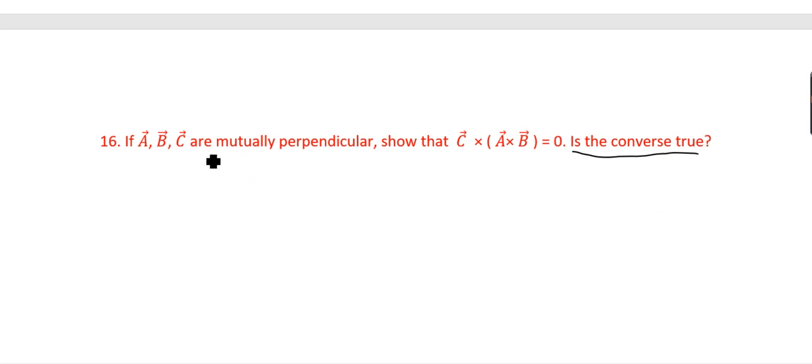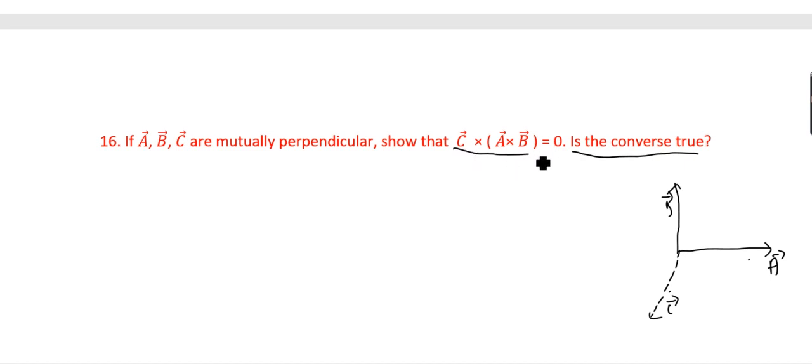First, it says a, b, c are mutually perpendicular to each other. Take all the vectors in the x, y, z directions. Let this be one vector, this is another, and this is the third, which is perpendicular to this plane. Now let's denote this as vector A, this as vector B, and this as vector C.